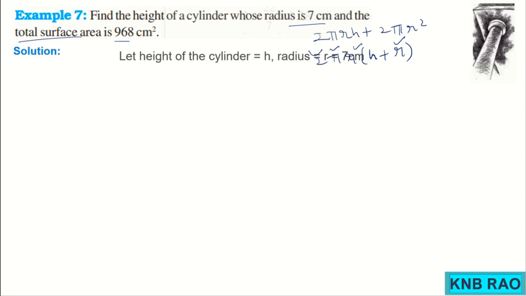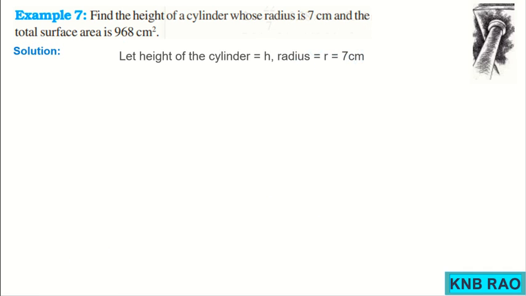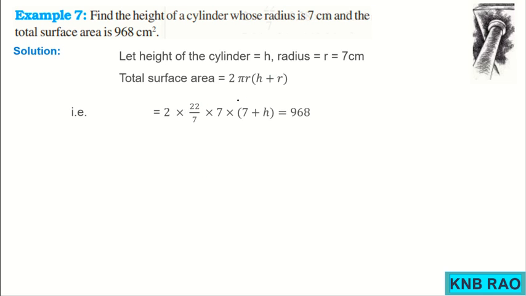Here let the cylinder be of height h and radius r, 7 centimeter. Here this is how we write the given. For the total surface area, the formula is 2 pi r of h plus r. Substituting the values of known r as 7 and pi as 22 by 7, and h which is yet to be found as it is, equating it to 968.